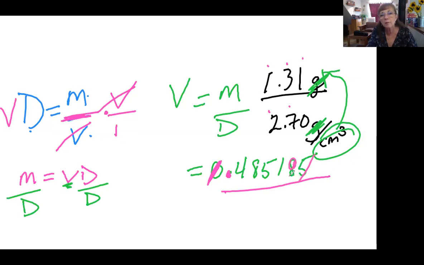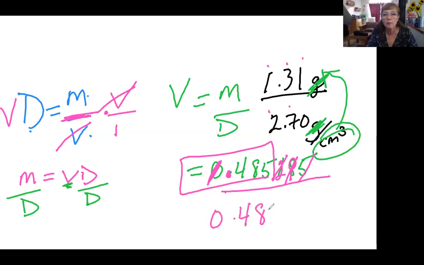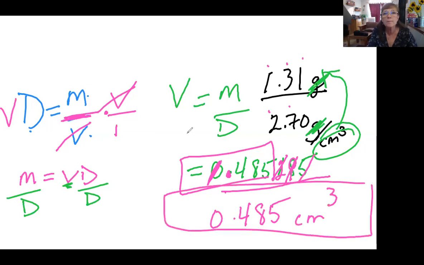Starting from the back, the 5 makes the 8 and 9, the 9 makes the 1 and 2, the 2 does nothing to the 5. I would report the volume as 0.485 cubic centimeters. Okay.